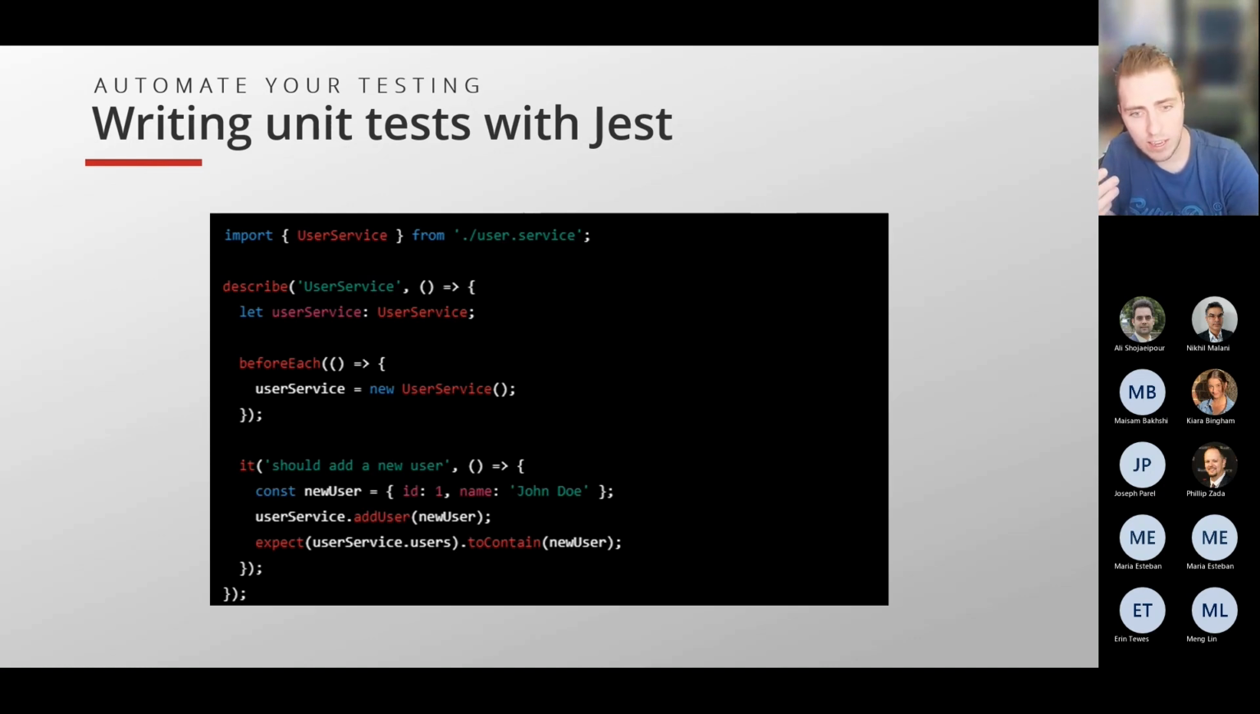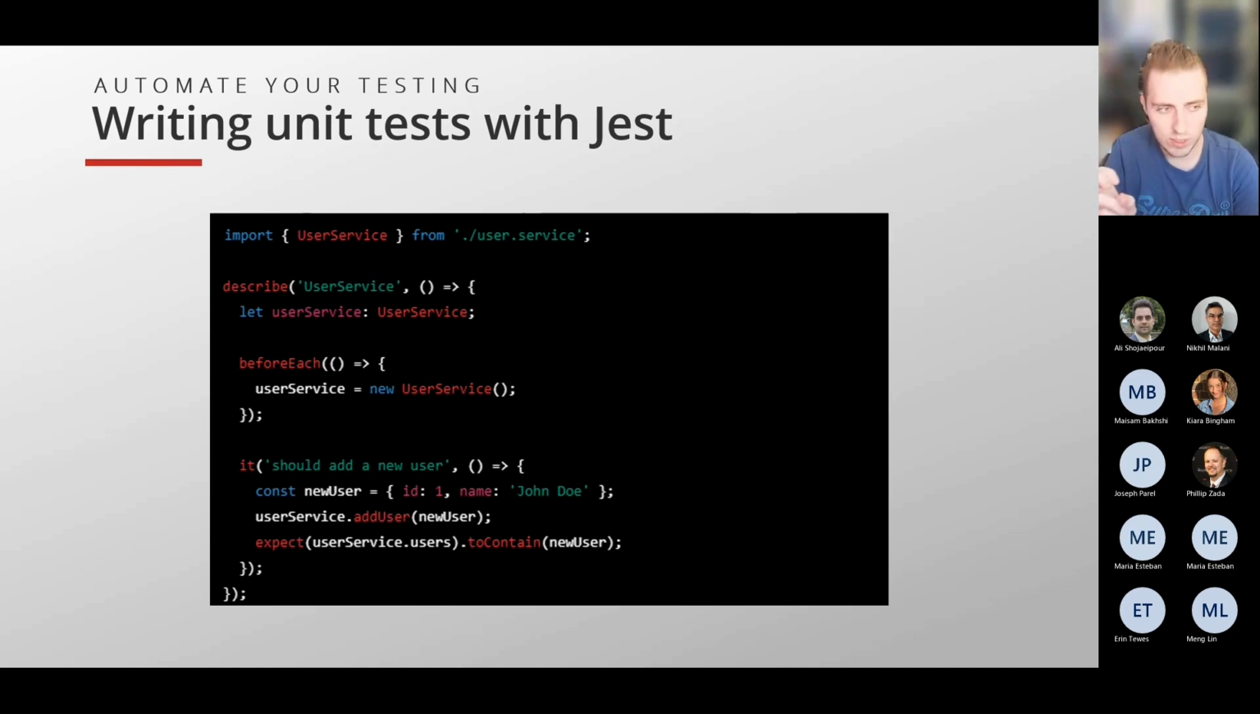We have a variable in here for the user service that is being set before each new test. So before each test, we're resetting the user service. And down the bottom, we have the 'it should add a new user' test.